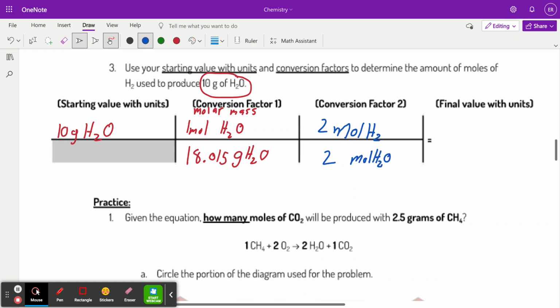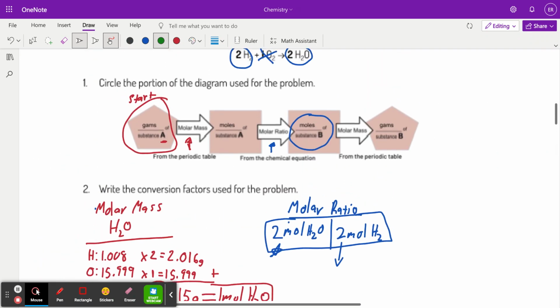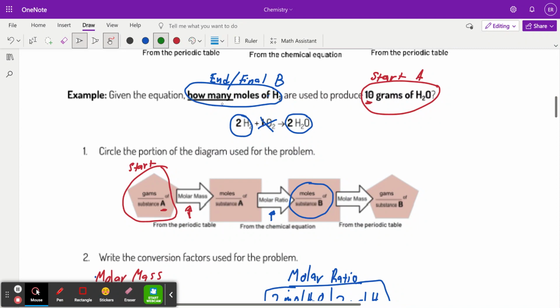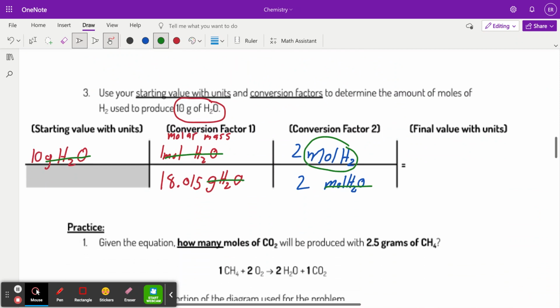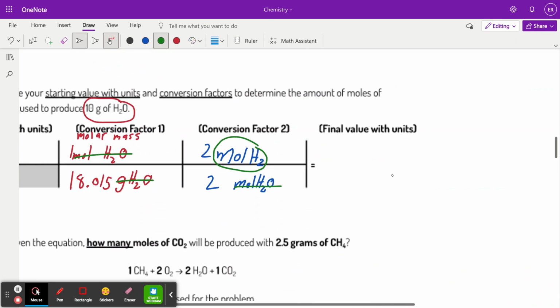So before we do, let's make sure that all of the units cancel out. So grams of H2O cancels out with grams of H2O. Moles of H2O cancels out with moles of H2O. And we are left with moles of H2, which if we look back at our question, how many what? How many moles of H2? That's what we want to end with. That's our final. So let's go ahead and put moles of H2.